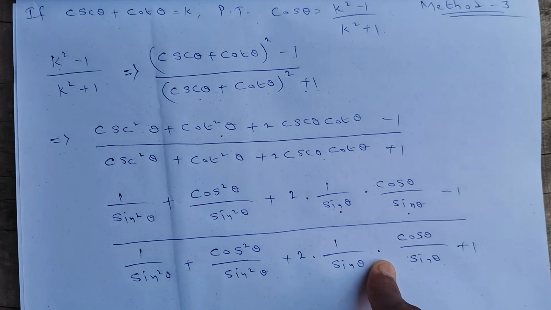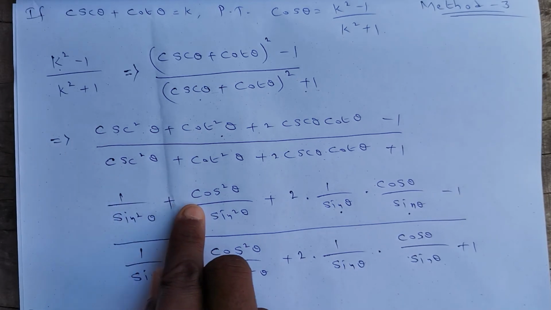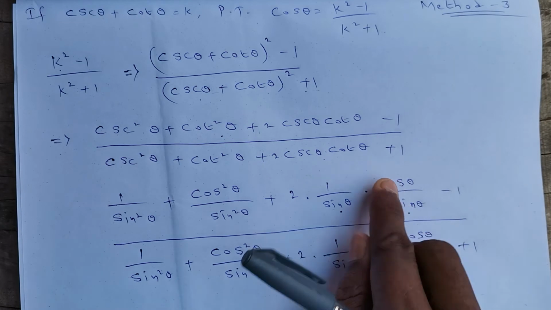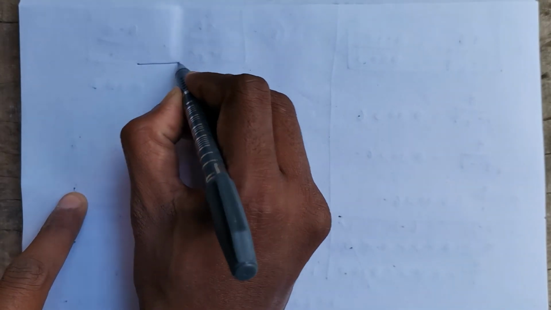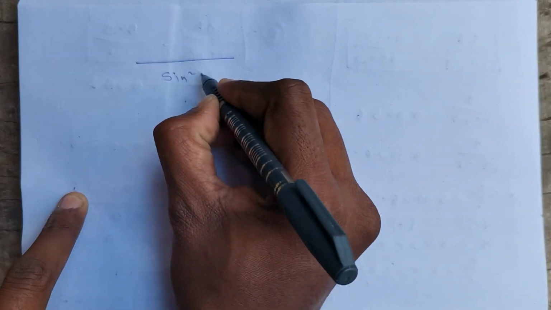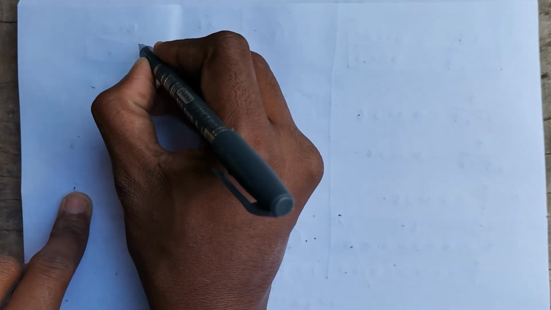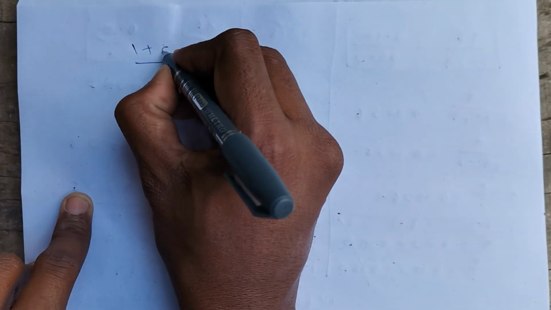So all the three terms have the same denominator, that's why I will add the numerators, and we will get 1 plus cos square theta plus 2 cos theta in the numerator, with denominator sine square theta. All the denominators are the same, that's why we add the numerators. So we got 1 plus cos square theta plus 2 cos theta.